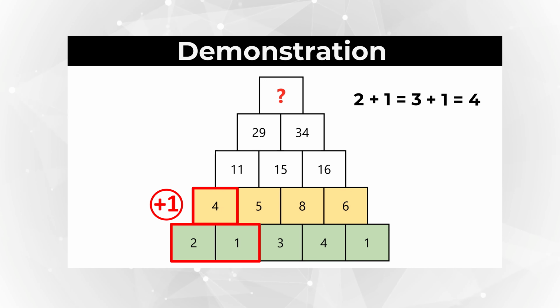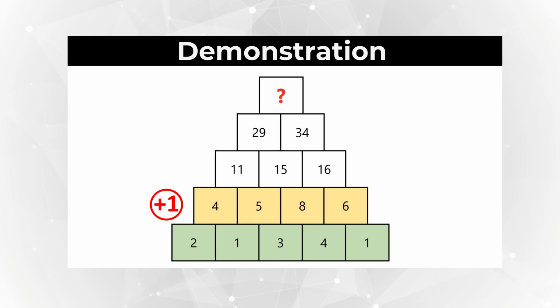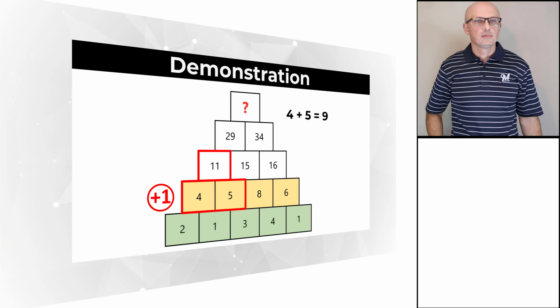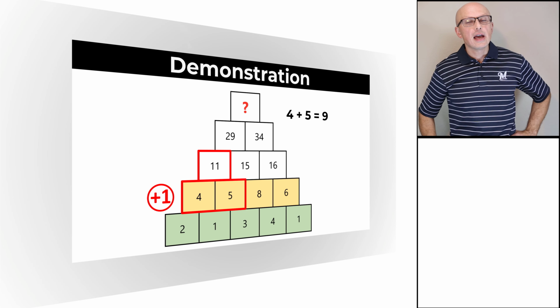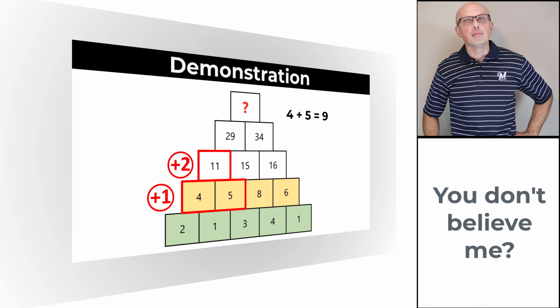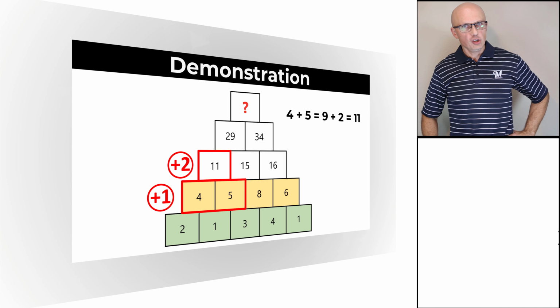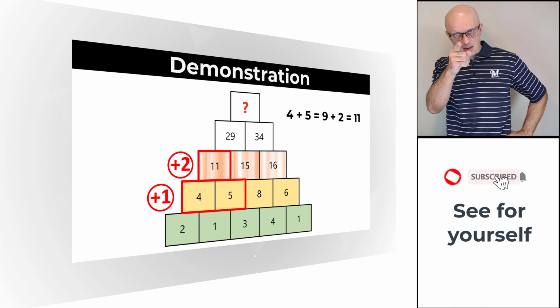Let's continue with the sequence. Next set of numbers is 4 and 5. 4 plus 5 is 9. And then we need to add the value of the increment, which also increased by 1. So now instead of being plus 1, the increment is plus 2. 4 plus 5 plus 2 equals 11.